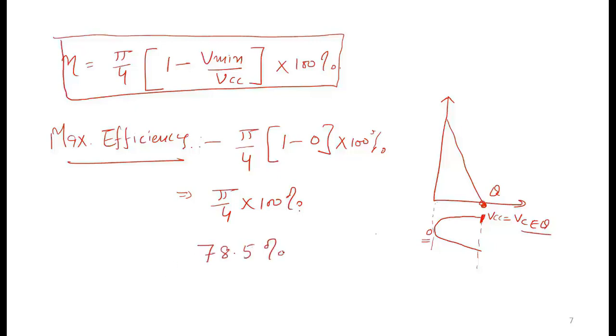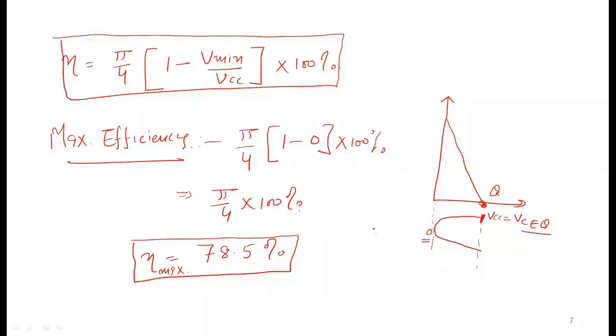78.5%. So we can say that in case of a class B amplifier, the maximum efficiency is equal to 78.5%. As that was in a class A amplifier, it was 50% maximum, but in case of a class B amplifier it is 78.5%, which is much more than the class A amplifier.